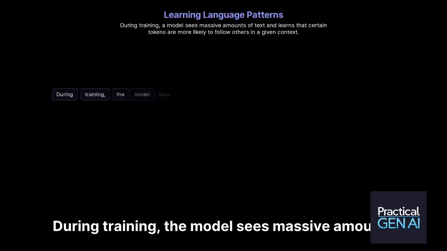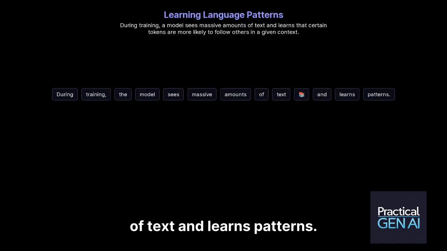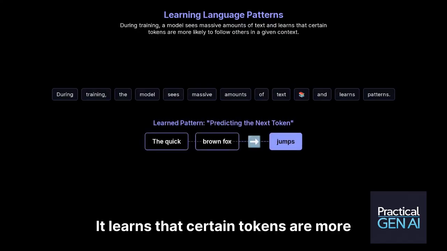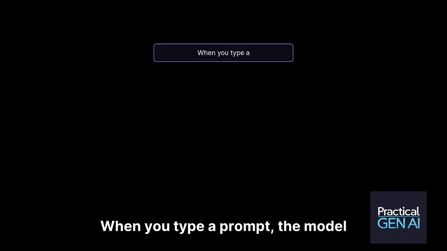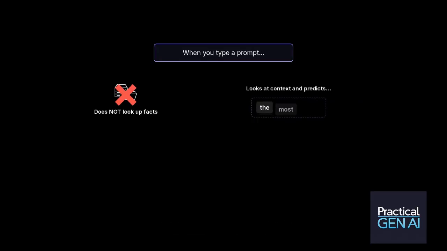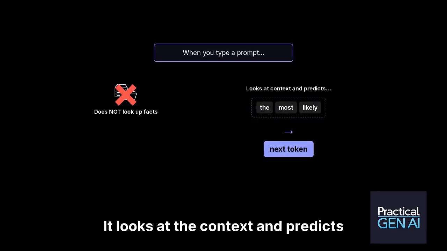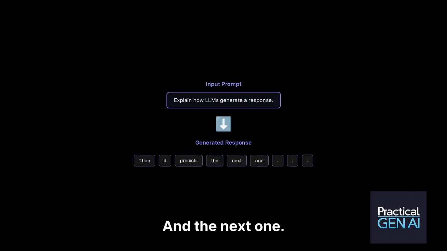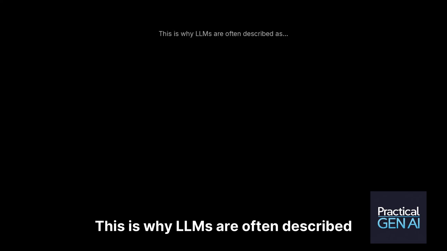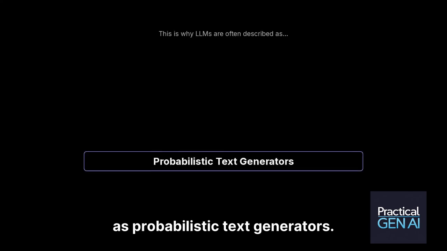During training, the model sees massive amounts of text and learns patterns. It learns that certain tokens are more likely to follow others in a given context. That's it. When you type a prompt, the model does not look up facts. It looks at the context and predicts the most likely next token. Then it predicts the next one, and the next one, until a response is formed. This is why LLMs are often described as probabilistic text generators.